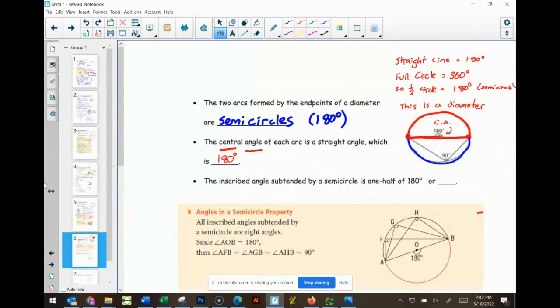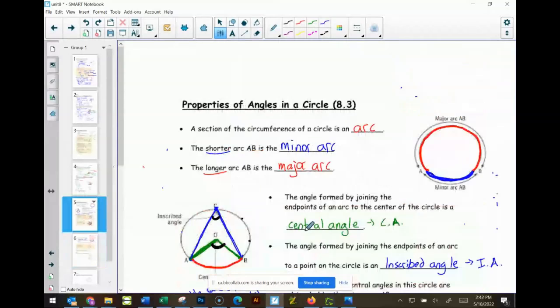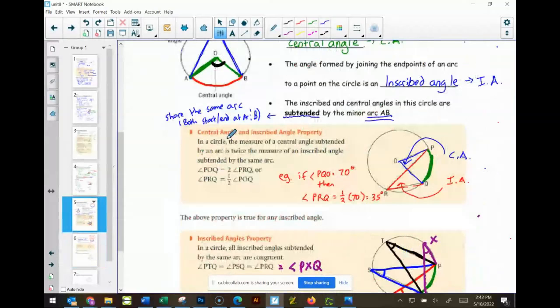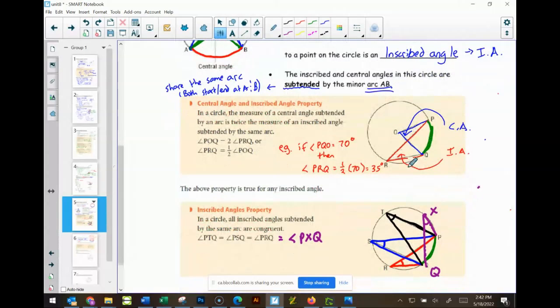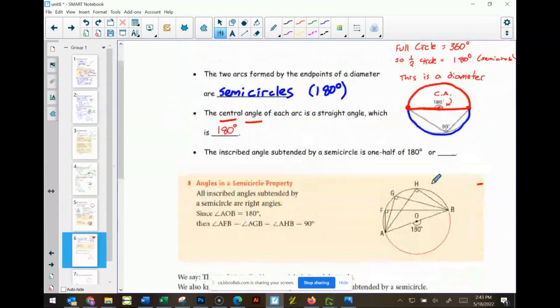But we know from the first property we looked at, the central angle and inscribed angle property, that the central angle is always 2 times bigger than the inscribed angle. So let's look at this example down here. We have a central angle on either side of the diameter. It doesn't matter which way you go. They're both central angles, right? You can look at it from the bottom or from the top. So the central angle is 180 degrees.